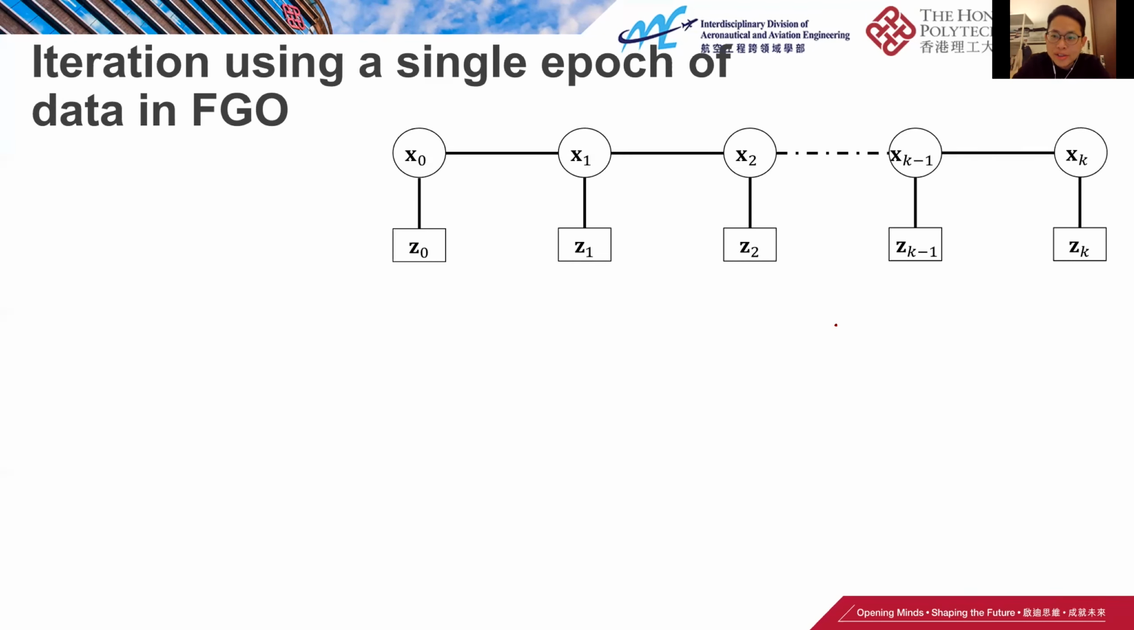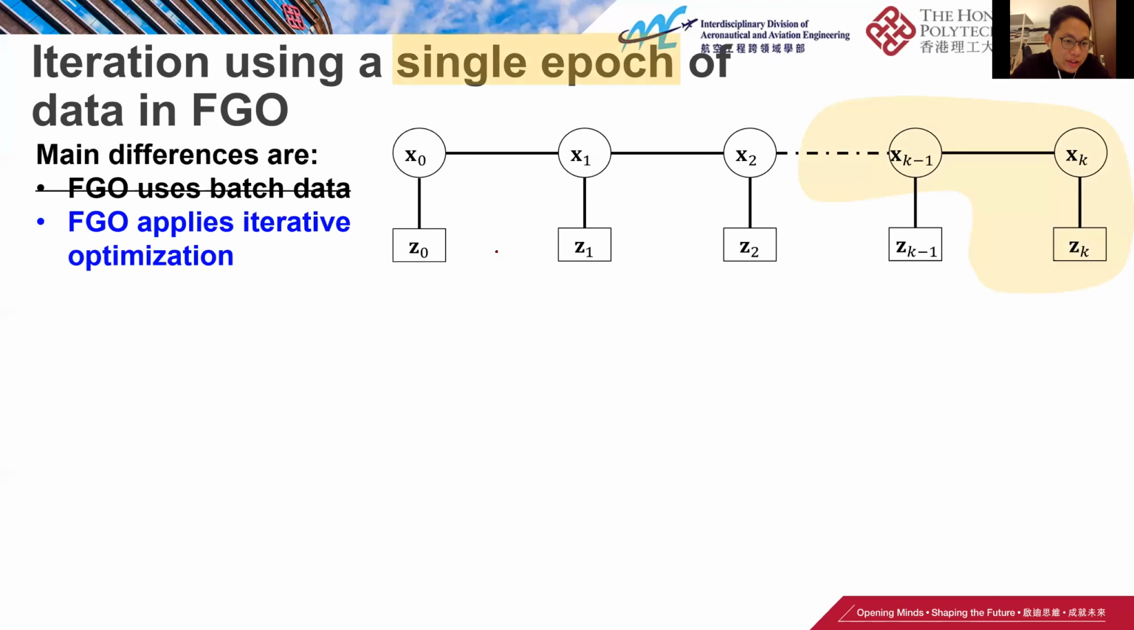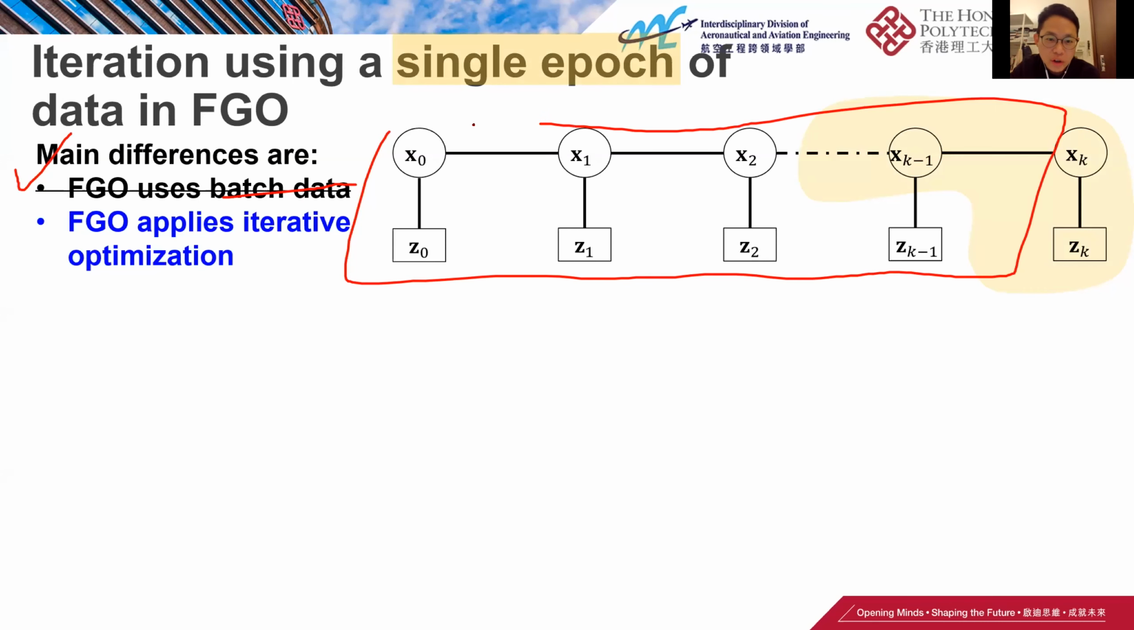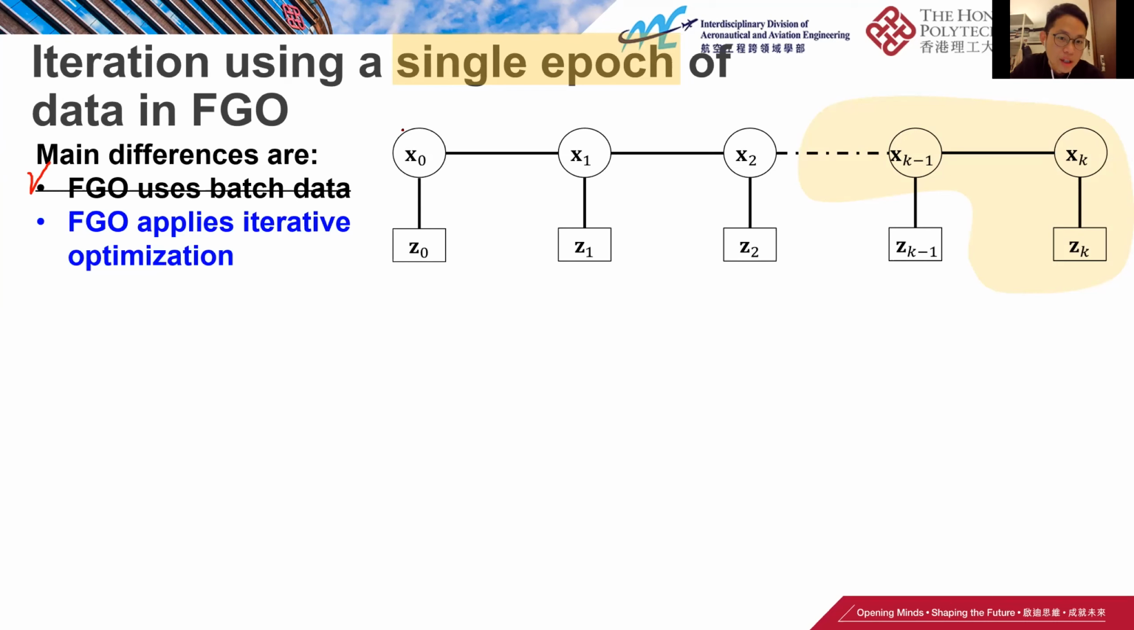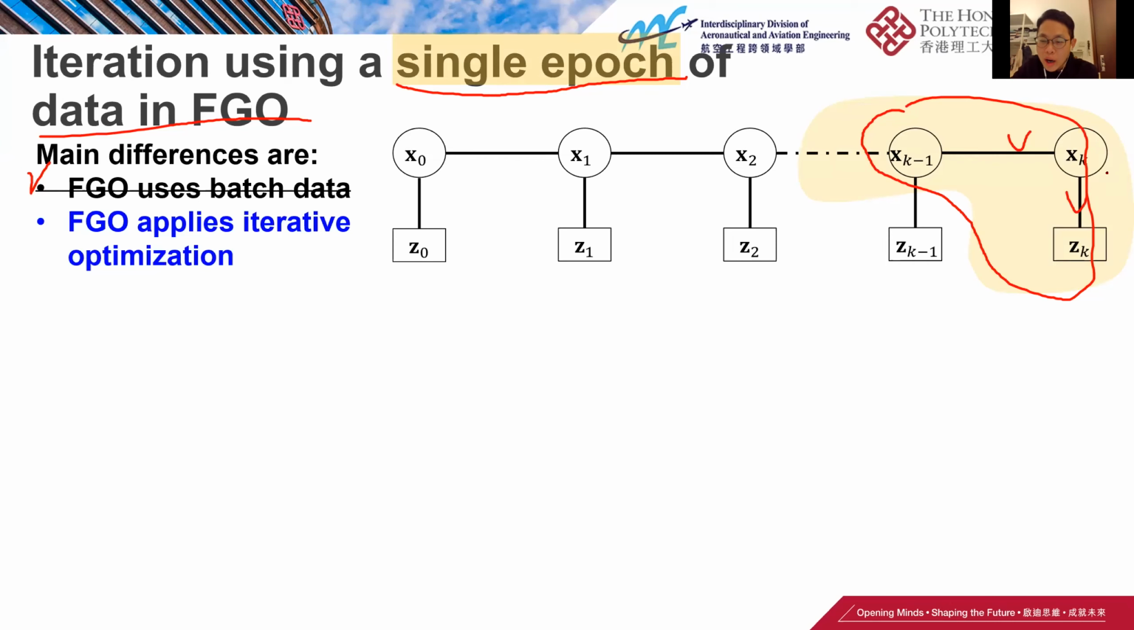If you remember our theoretical comparisons, FGO has two advantages. First is using the batch data. It's not using the first-order Markov chain; everything is considered for the optimization. But we want to get rid of this one, meaning that we only use a single epoch of data in FGO. We consider only two error factors in one epoch of estimation and see how it goes.